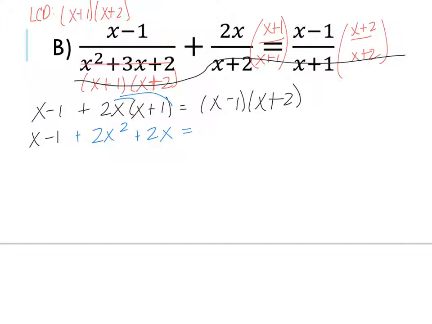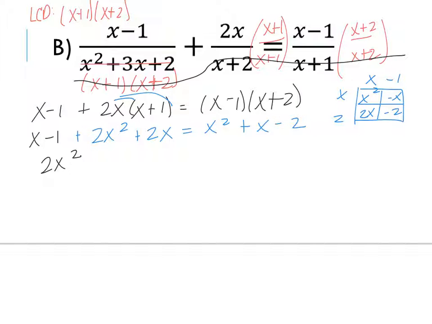If I keep going, I'm going to make a box for this one. Remember, because a binomial times a binomial, we can use this box for our polynomials. So that's x squared, 2x, negative x, and negative 2. So that will give us x squared plus x minus 2. I'm going to continue to simplify on the left-hand side, so that will be 2x squared. If I combine x and 2x, that'll give me 3x, and then minus 1 equal to x squared plus x minus 2.